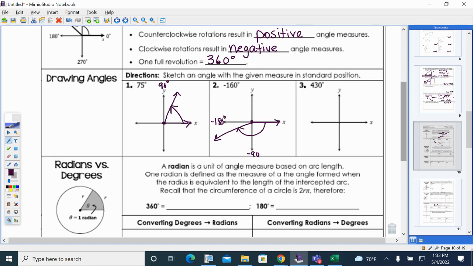Again, I'm going to add an arc and an arrow to indicate the direction of that terminal side, so that's a good representation of a negative 160 degree angle in standard position. I do want to quickly talk about number 3.